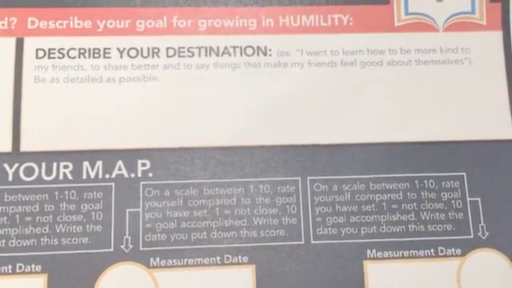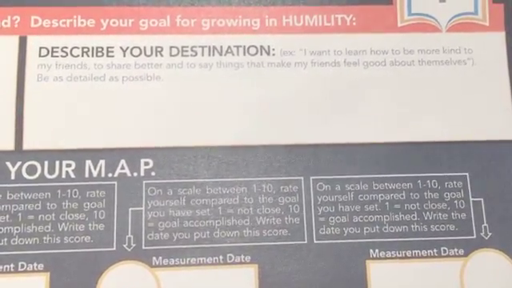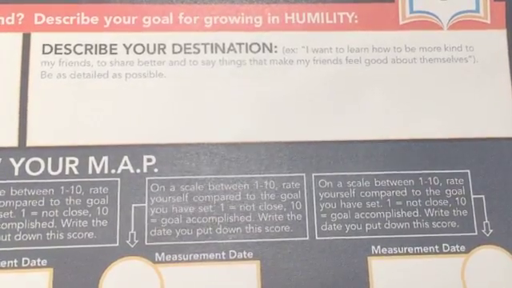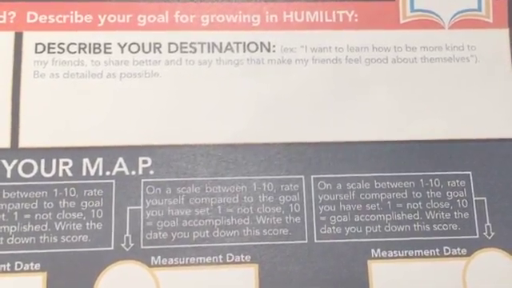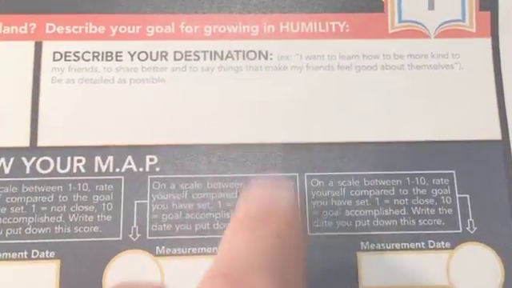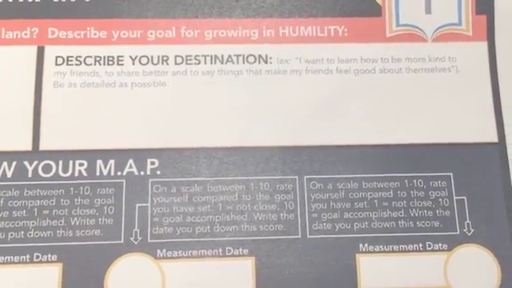In our example, we might say, I want to learn how to be more kind to my friends, to share better, and to say things that make my friends feel good about themselves. You want your kids to be as detailed as possible of what that destination looks like. I'm going to describe that right in here. If you need more paper, take more paper, but get clear. And here's why you need to get clear.